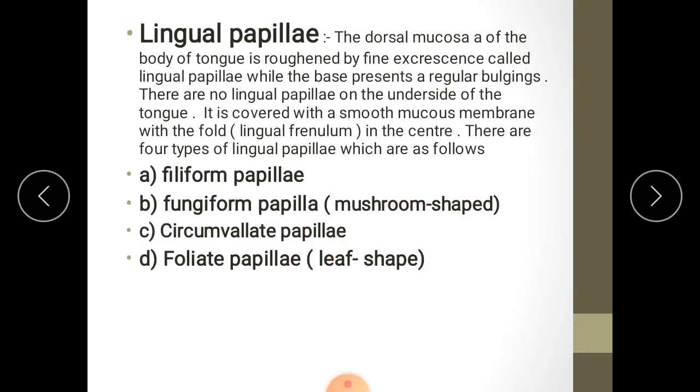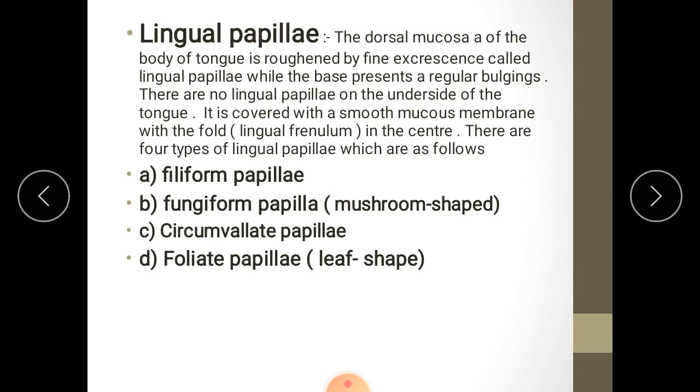Next, lingual papillae. The dorsal mucosa of the body of the tongue is roughened by fine excrescences called lingual papillae, while the base presents regular bulgings. There are no lingual papillae on the underside of the tongue. On the lower side of the tongue, papillae are absent. Papillae are present only on the dorsal surface.